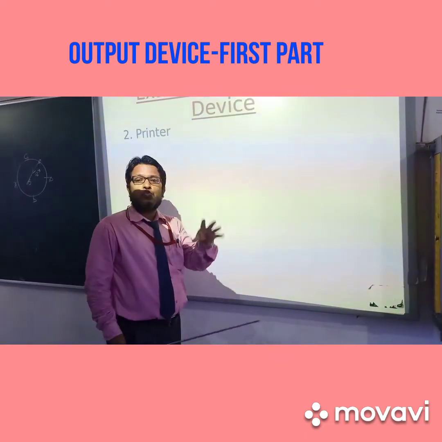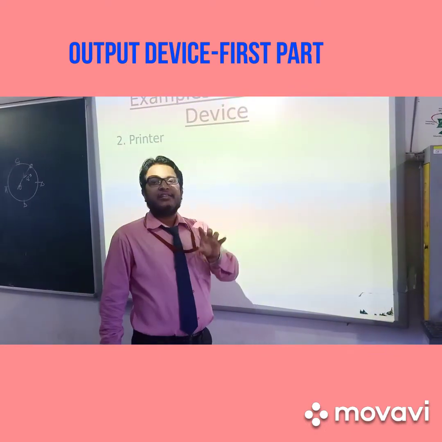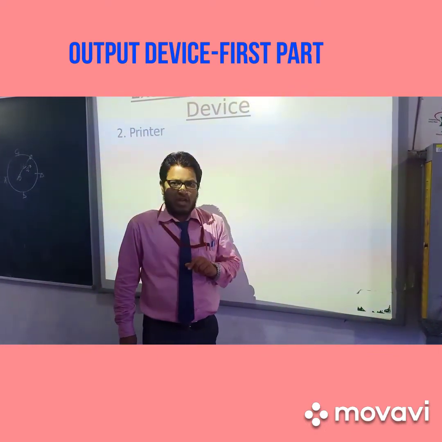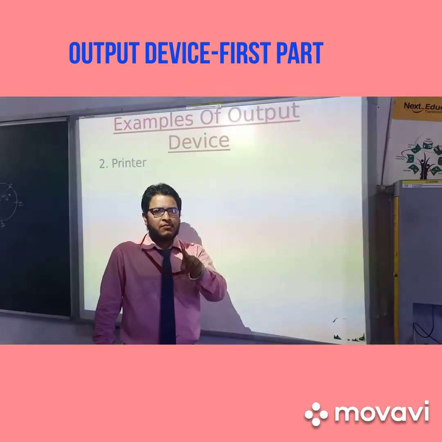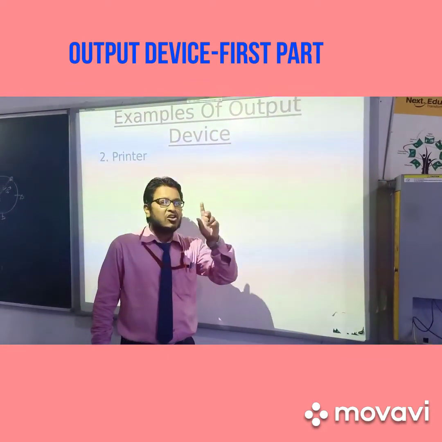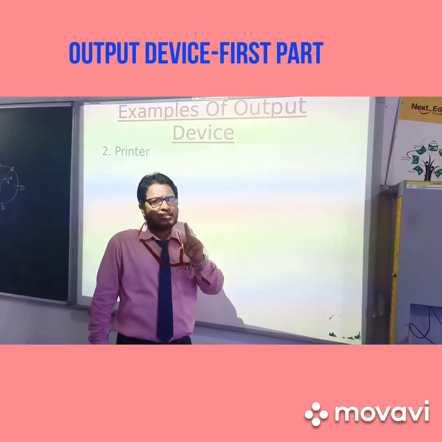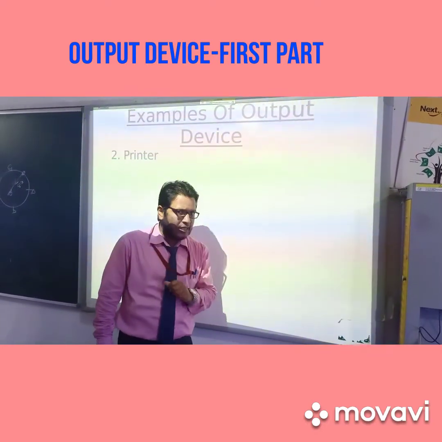When the information is displayed on the screen, that is called a soft output. And when the information is displayed on paper permanently by the computer system, it is called a hard output. Remember that.